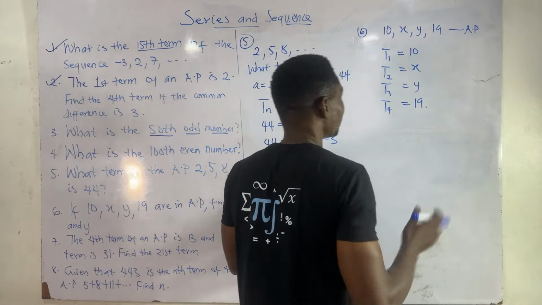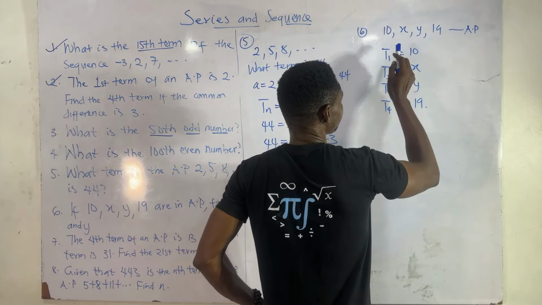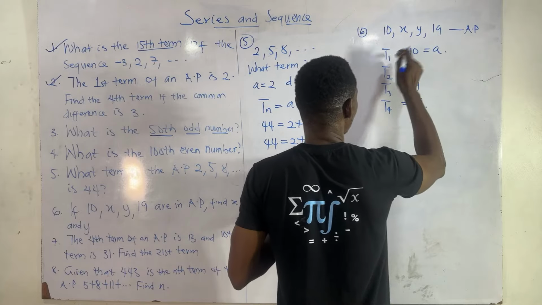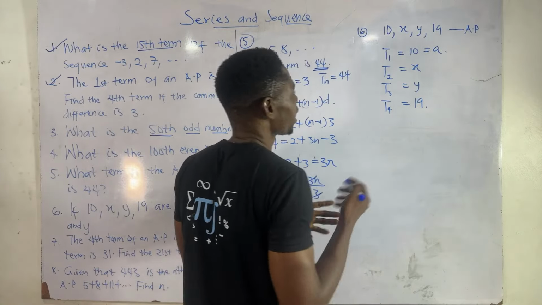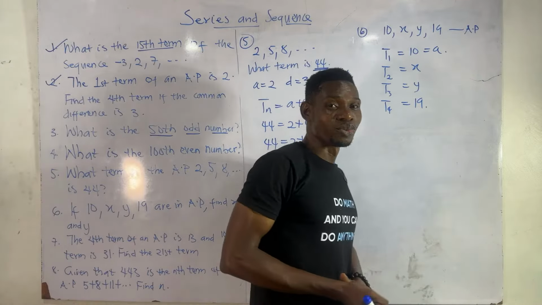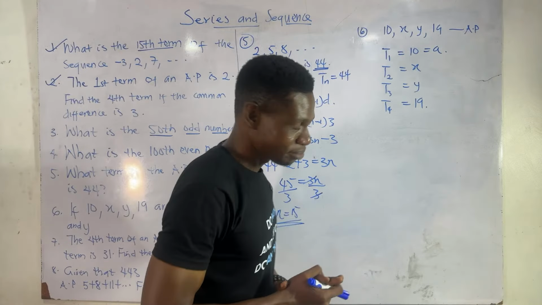So that'll give us some relief. So remember, this is also our A, right? Our T1 is 10 and we can call it A. So how do we get x and y? No common difference. So what do we do? I got a solution. Watch.